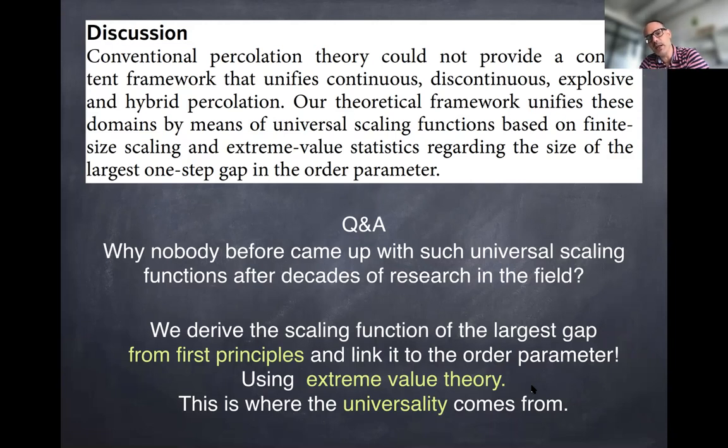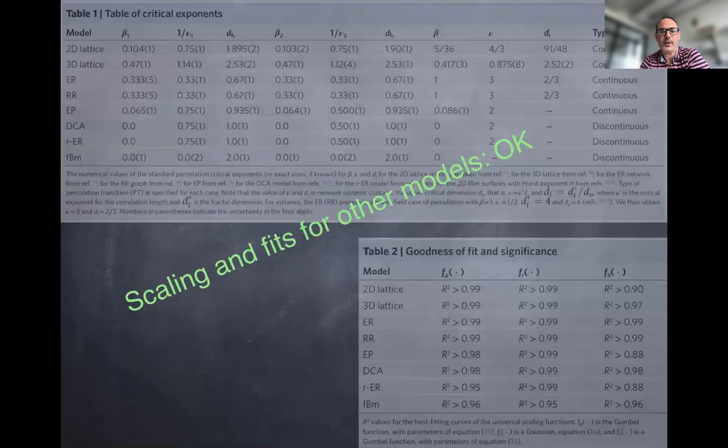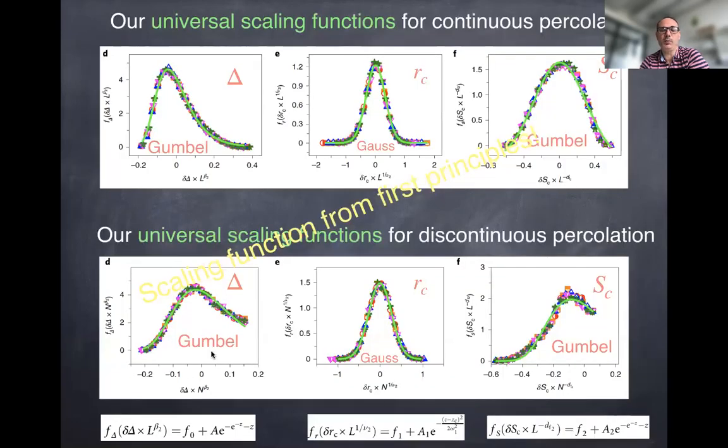That is the reason we can use extreme value theory. That is the reason for the distribution of the gap. We have a universal function. And it turns out that it's actually the Gumbel function. So that is the reason why it's Gumbel.